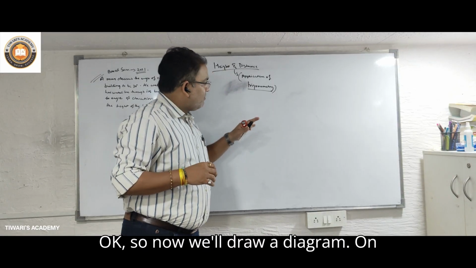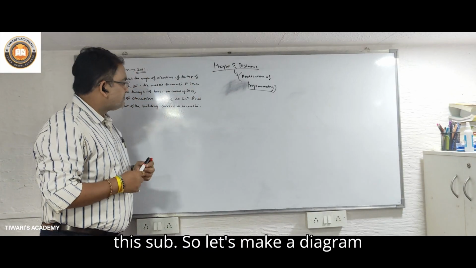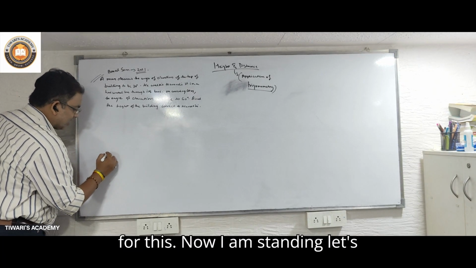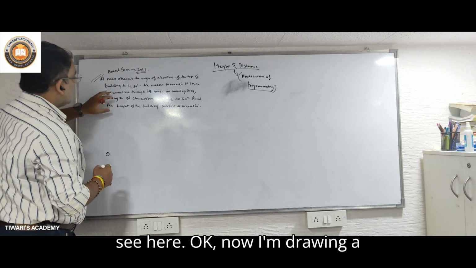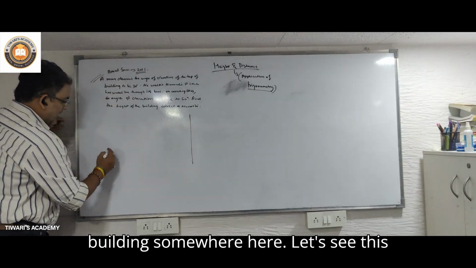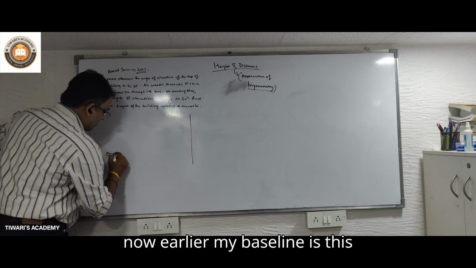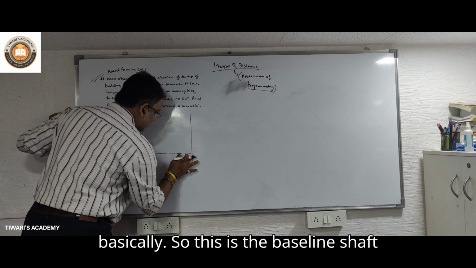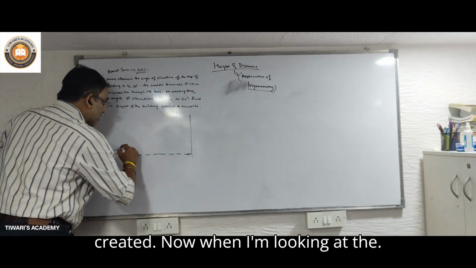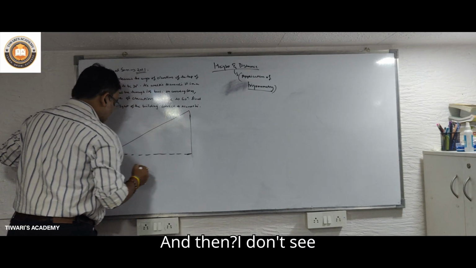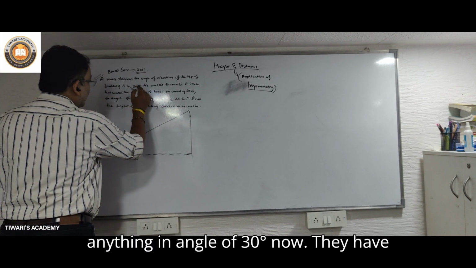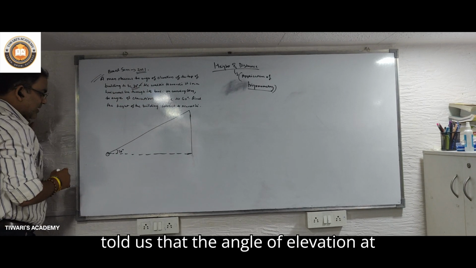Okay. So now we'll draw a diagram on this sum. Let's make a diagram for this. Now I am standing, let's say, here. Now I am drawing a building somewhere here. Earlier my baseline is this basically. So this is the baseline which I have created. Now when I am looking at the building, I am creating an angle of 30 degrees. They have told us that the angle of elevation at the start is 30 degrees.